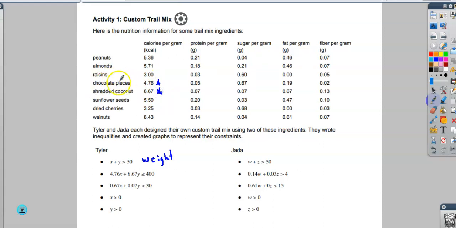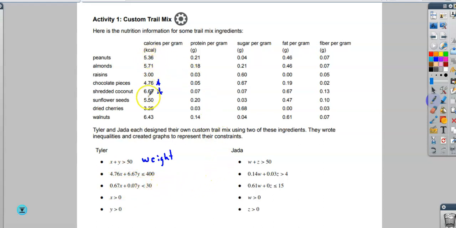So that comes from the chocolate pieces. That 6.67 comes from shredded coconut. Now, if we go on to the next inequality, 0.67 and 0.07, find those on your table. So pause and find out where those are.